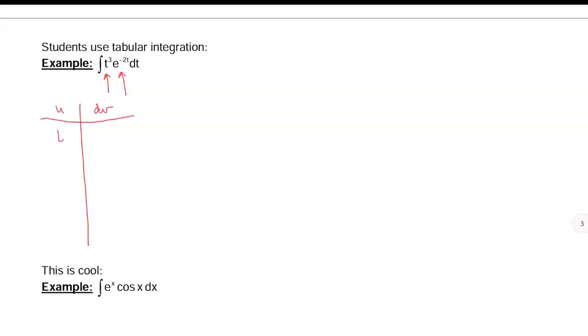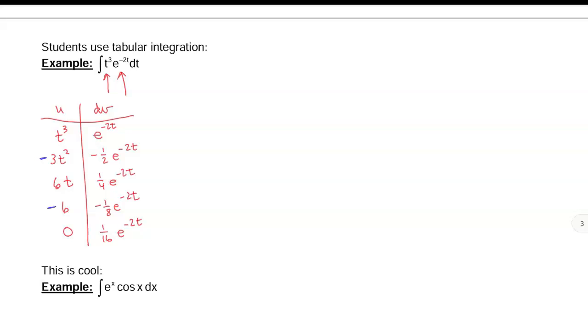You let u equal t to the third, and you take the derivative of that going down. The dv column starts with e to the negative 2t, and you don't have to put the dt there because you're going to be taking the antiderivative here. The antiderivative of e to the negative 2t is negative 1/2 e to the negative 2t. Now remember to put in the negative sign on every other term. So make 3t squared negative. Make 6 negative. So don't forget that.